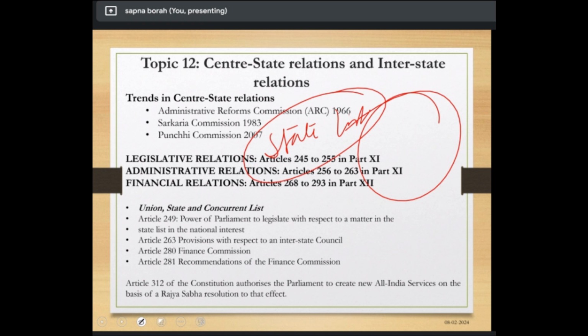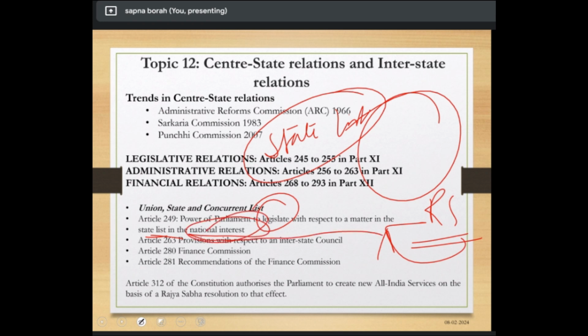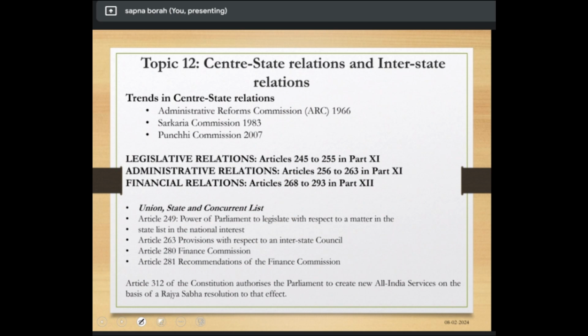And for that reason, the power from the State List has to be transferred by an amendment or legislation, and that resolution has to be passed by none other than the Rajya Sabha. Okay, so if the Rajya Sabha passes that resolution that yes, now in this State List the Parliament can make a law or a rule by legislation, any legislation. But that has to be in national interest, without causing harm to the state machinery or working, then only that resolution will be passed.